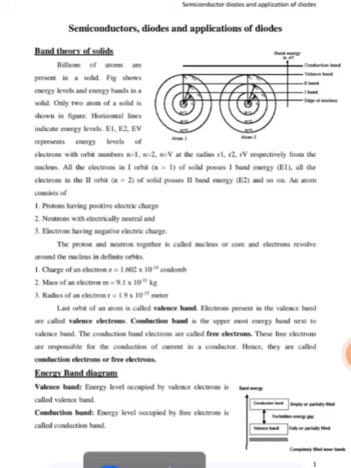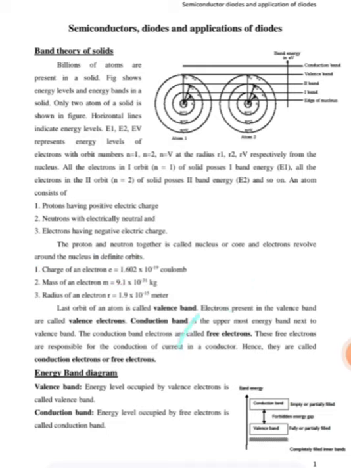And what is the charge of an electron? This is the most frequently asked question, asked as a one mark question. What is the charge of an electron? The charge of an electron is 1.602 × 10^-19 coulombs. What is the mass of an electron? 9.1 × 10^-31 kg. The radius of an electron is 1.9 × 10^-15 meters.